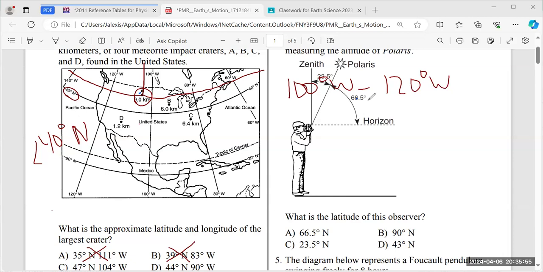When I'm looking between C and D, I can cross out D because longitude is what's measured in degrees east and west, and latitude is measured in degrees north and south. And that's why the correct answer is C.